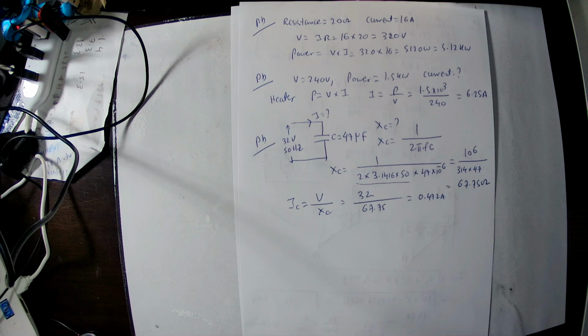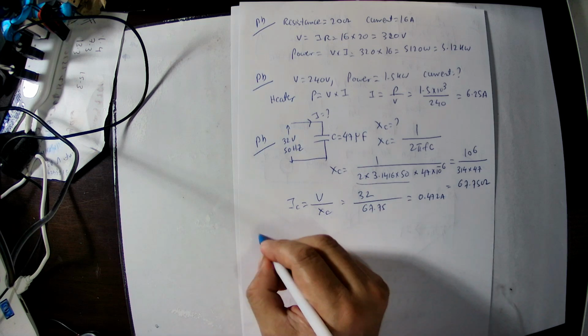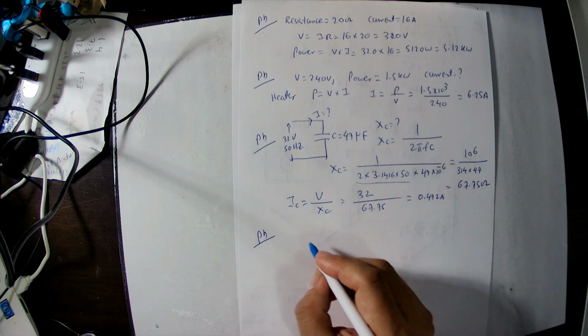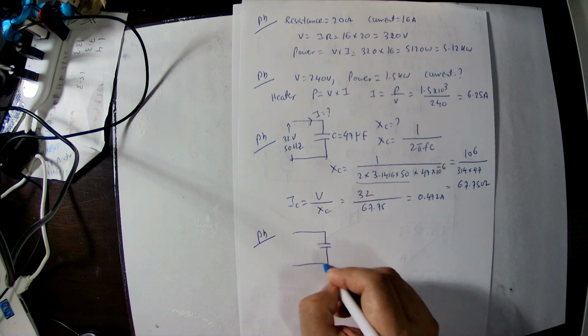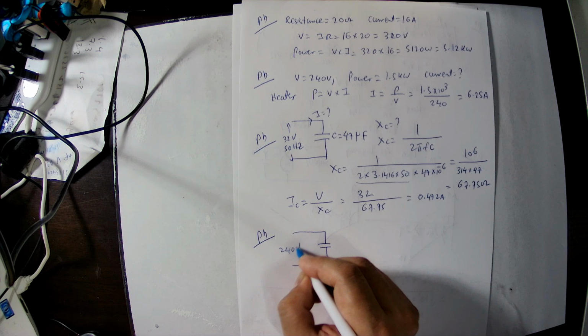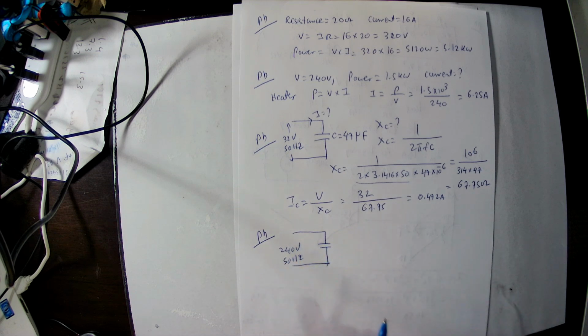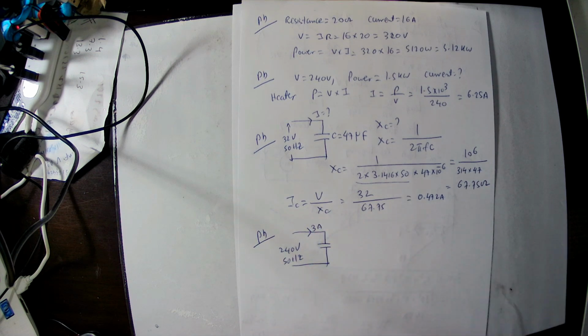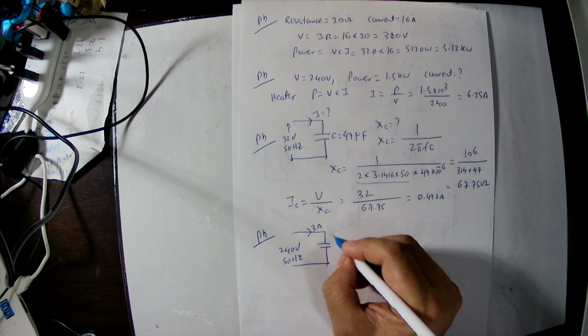Then another thing is that we connect the capacitor to the 240 volt 50 hertz supply. It is taking 3 ampere. So this is the capacitor, 240 volt and 50 hertz supply. The capacitor is taking a current of 3 ampere. We need to find out the capacitive reactance and capacitance value.